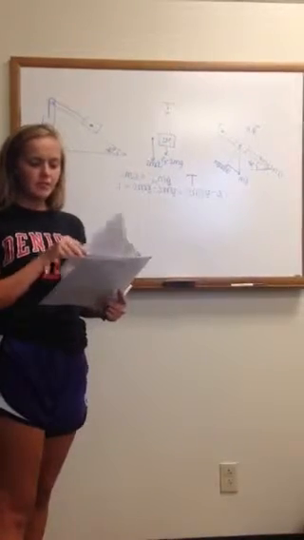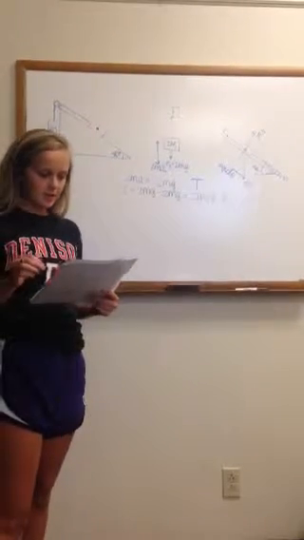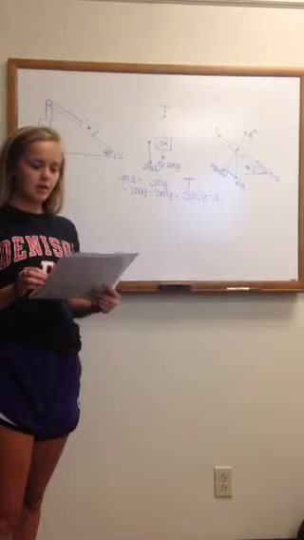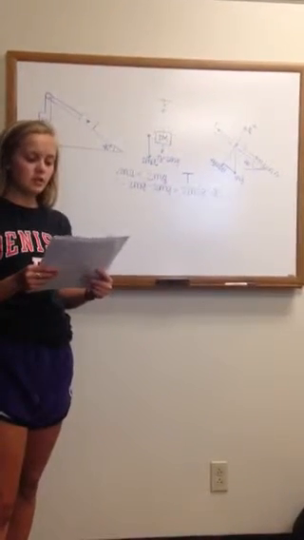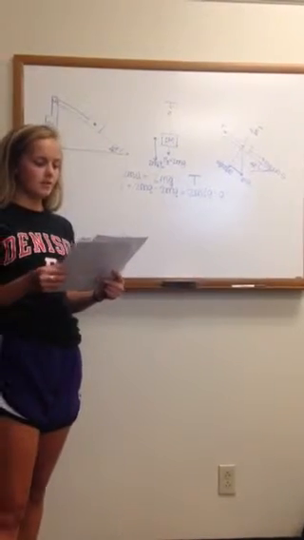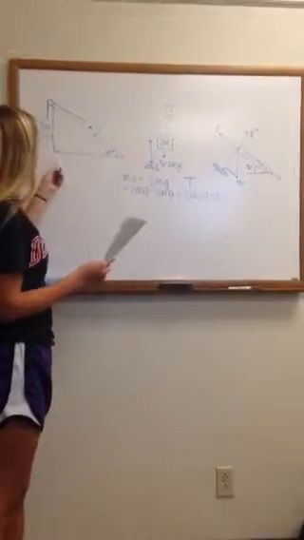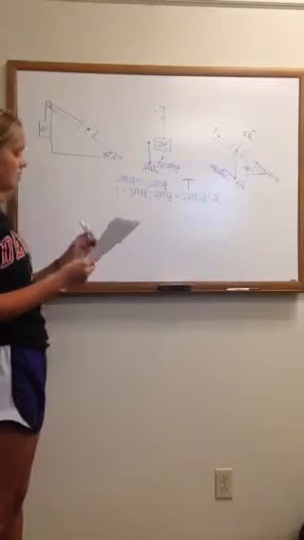So this is problem 11 on practice midterm 1, and it reads, in the figure shown, the coefficient of kinetic friction between the block and the incline is 0.4. What is the magnitude of the acceleration of the suspended block as it falls? So here I have the diagram that we're given on the midterm.